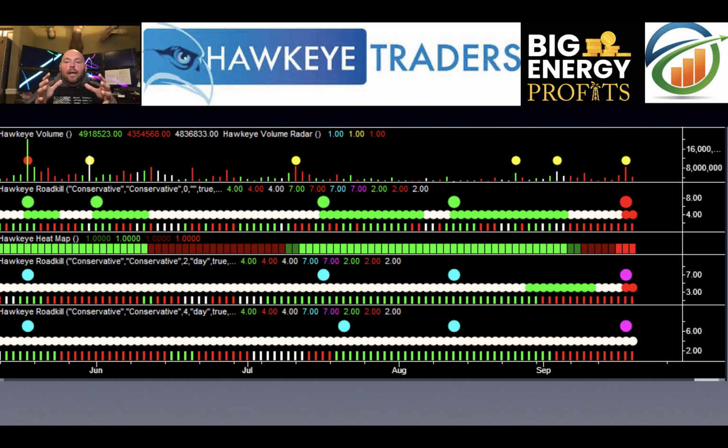So if I get a nice clean entry, look all the way to the right here, we have a short position there. We have a clean entry. On a higher time frame, now we're looking at the third row down there, the higher roadkill, day 2. So what's happening in the center roadkill here? This center roadkill is calculating based on 2 days worth of data.